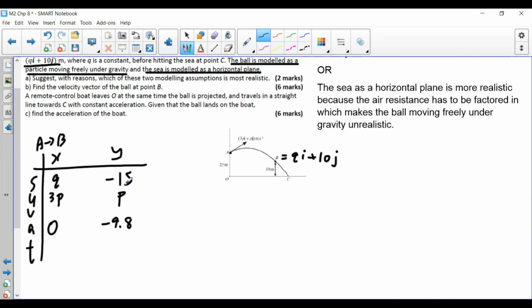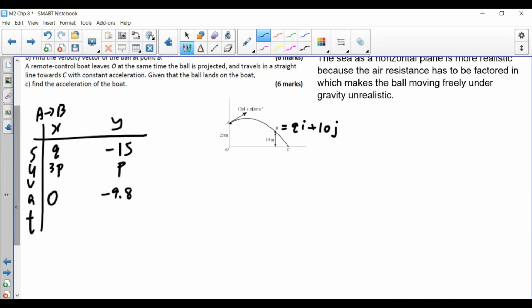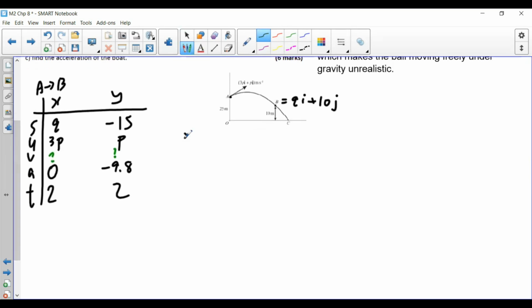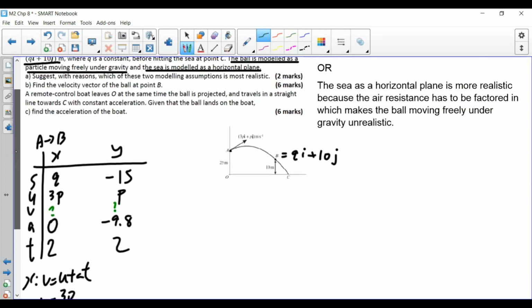What do you want to find? I want to find the velocity vector. And we know T is 2 as well. So that's your complete table. I want to find V, so Vx and Vy. I want to find the vector, so I don't need to find the speed, but I still need to find the vector. From the X point of view, we can use V equals U plus AT. So V equals U, 3P. Actually, what do we want to find again? Velocity of the ball.